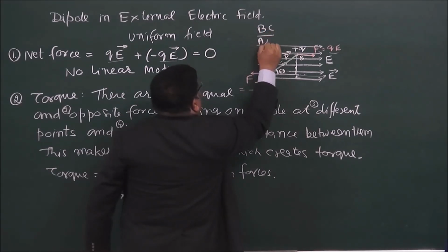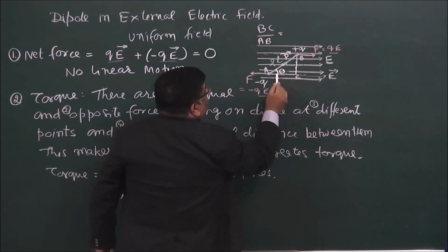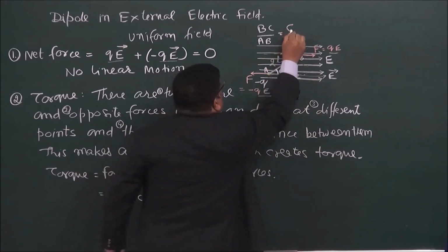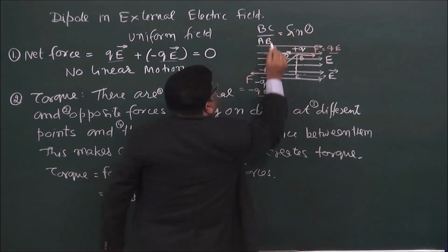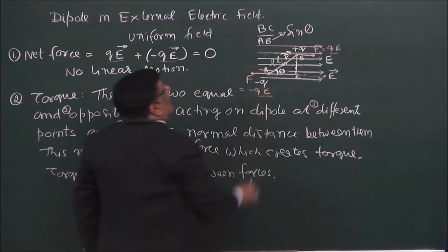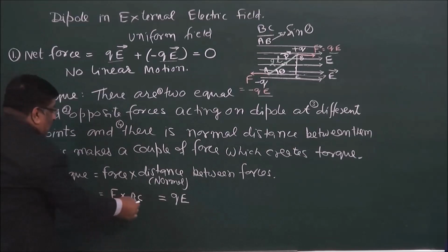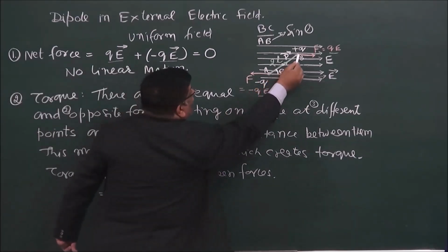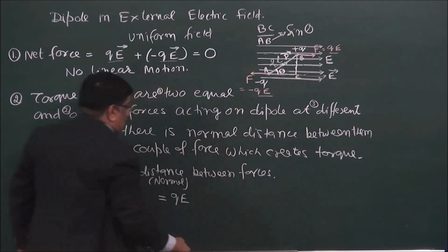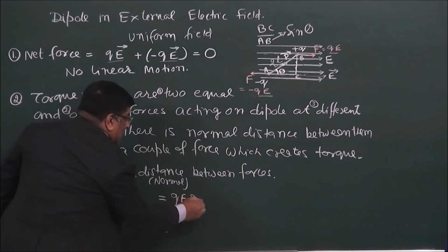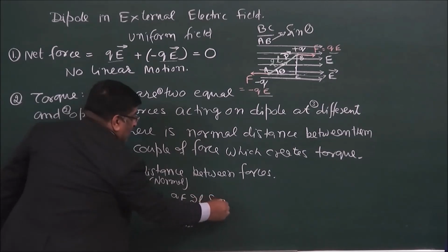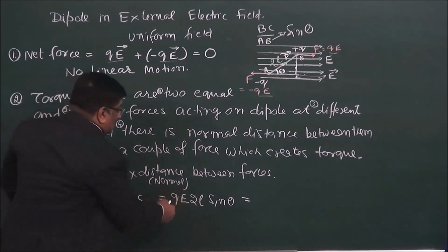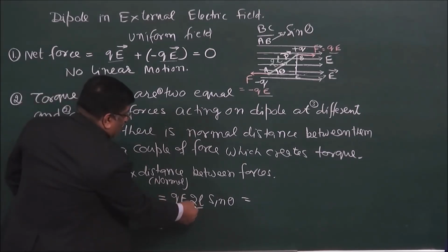BC upon AB is equal to, for theta, this is perpendicular and this is hypotenuse, so sine theta. So what is BC equal to? AB sine theta. So this we can write BC as AB sine theta, and how much is AB? AB is equal to 2L, so I will write here directly 2L sine theta.